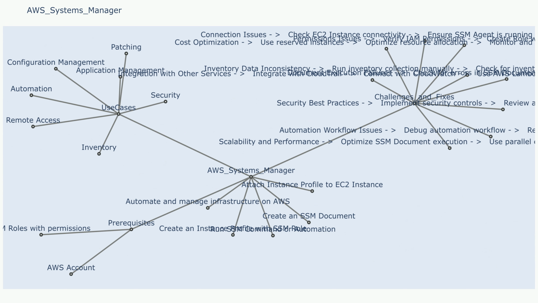Challenges and fixes. Permissions issues: verify IAM permissions and create a role with appropriate permissions. Connection issues: check EC2 instance connectivity and ensure the SSM agent is running.